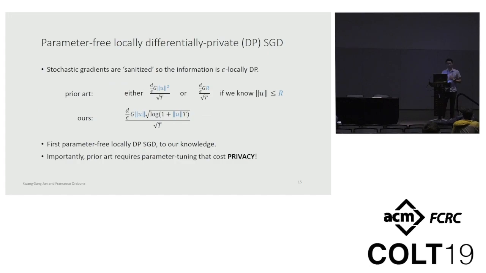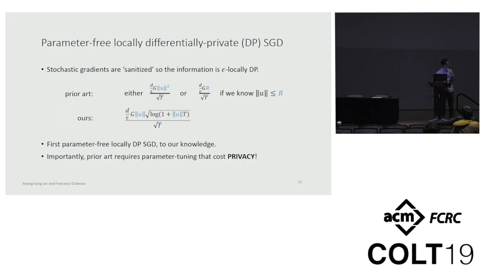Okay, so next application, locally differentially private SGD. Here, stochastic gradients are already noisy, but they come with another layer of noise to keep the privacy. And the specific condition required is epsilon locally DP. And again, we improve the dependence on the norm. And also you can see the factor d over epsilon, and that's the price we pay for keeping the privacy. And in this regime, ours is the first parameter-free algorithm.